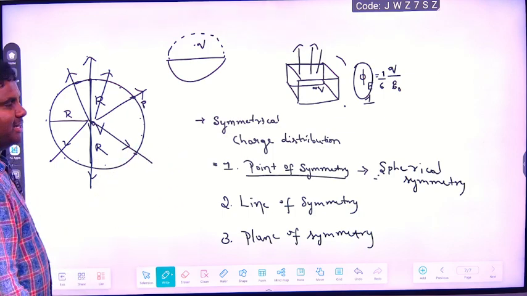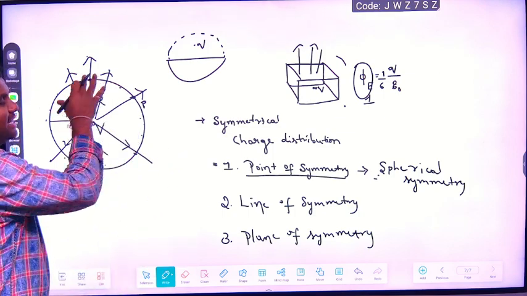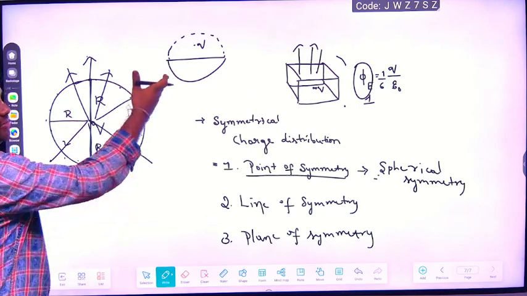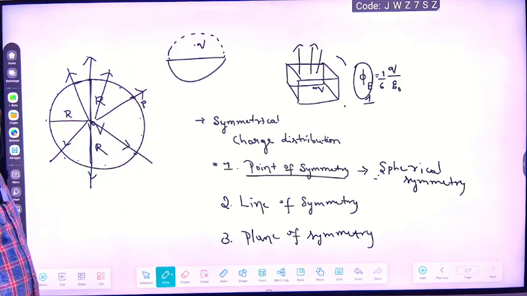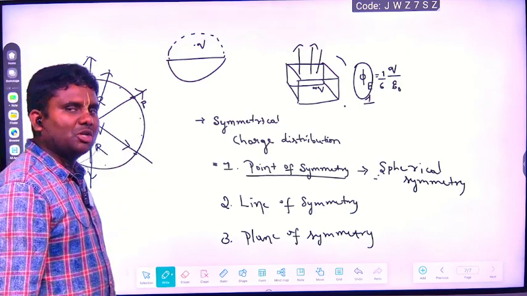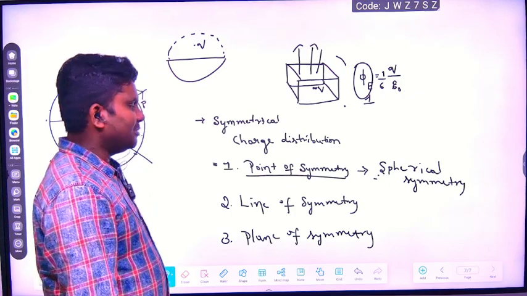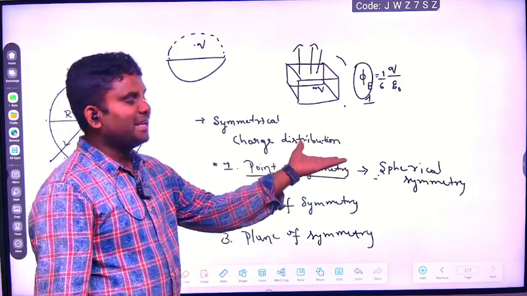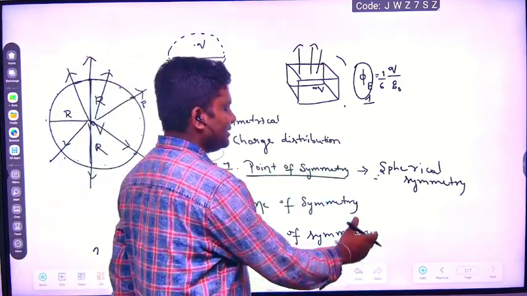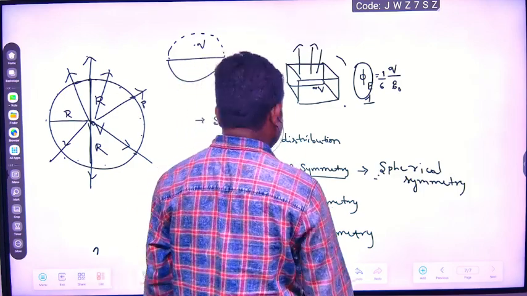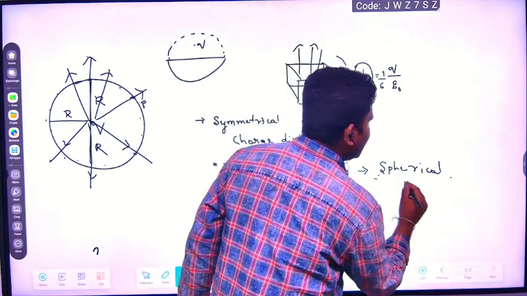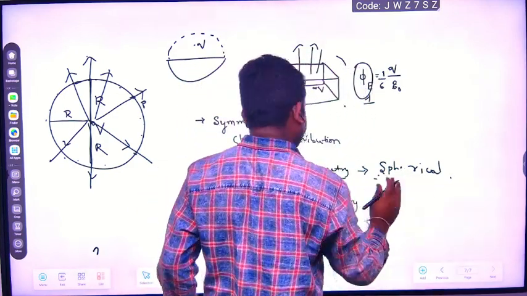That's what we call spherical symmetry. It's a point of symmetry. Each point is at exactly equal distance. That's why we draw this Gaussian surface. Understood? We draw the Gaussian surface as for the point of symmetry, which is the spherical Gaussian surface. This is spherical symmetry. We will draw the Gaussian surface, which is spherical Gaussian surface.